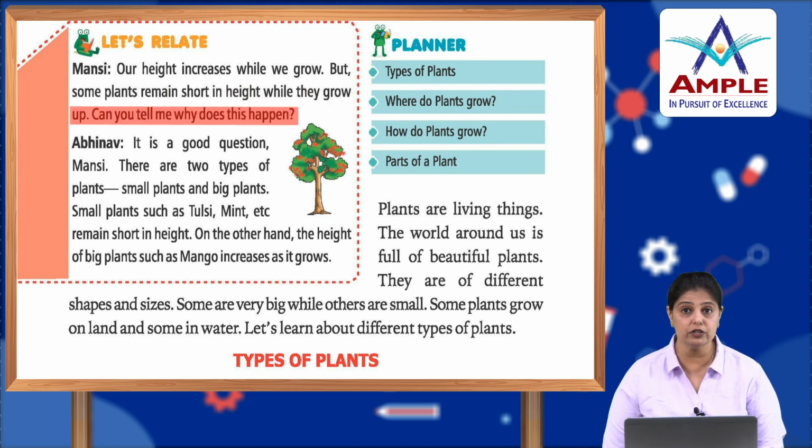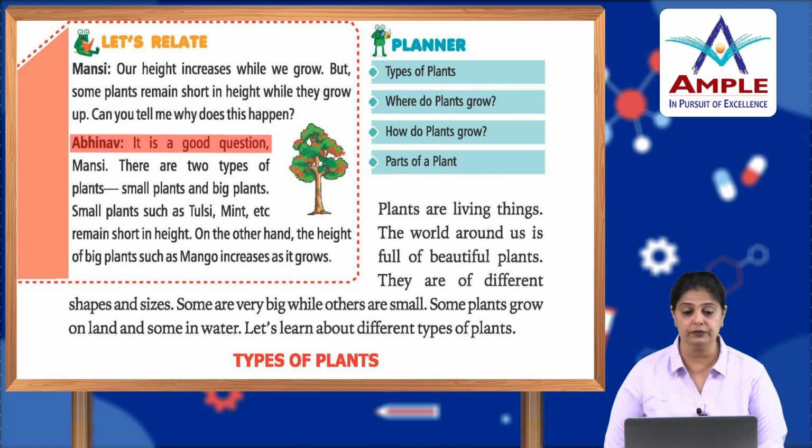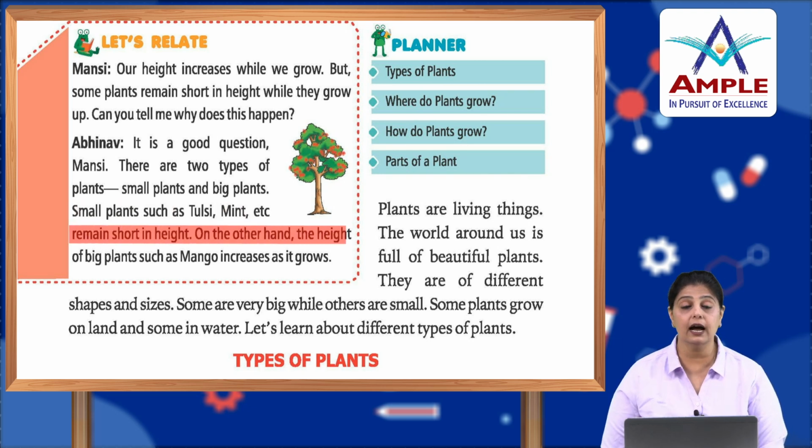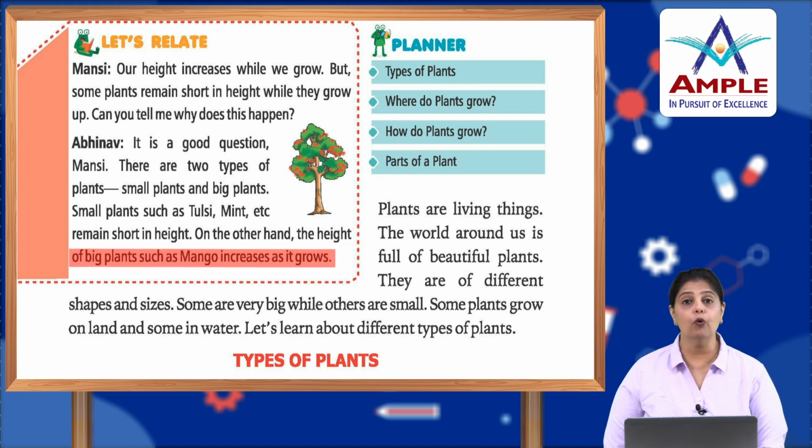So, she is asking this question to Abhinav. Now Abhinav is saying that it is a very good question. Mansi, there are two types of plants, small plants and big plants. Small plants such as tulsi, mint, etc., remain short in height. On the other hand, the height of big plants such as mango increases as it grows. So, naturally, the plants are created in such a manner that they are small and then they are big. Okay? So, there is a difference between small plants and big plants.